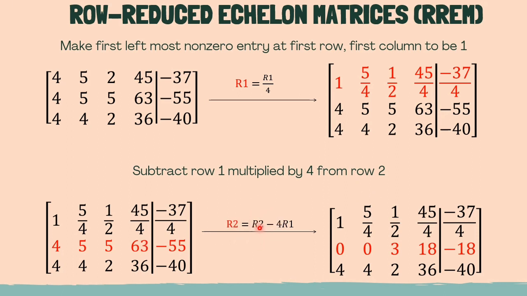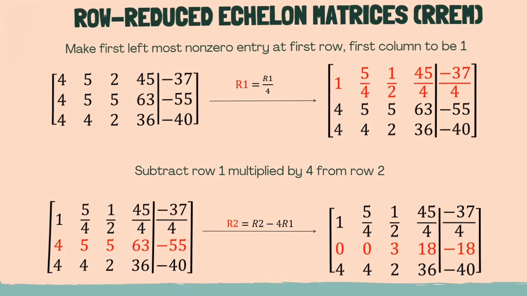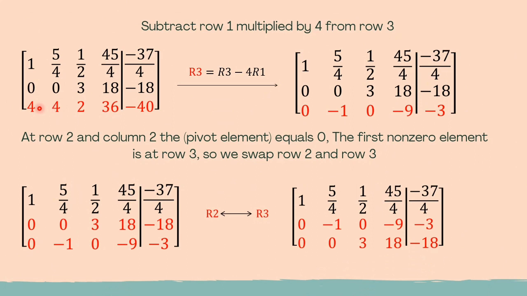So for this is the one that we need to change the row. So we need to put here and subtract 4 multiplied by R1. With row 3 we need to change. So row 3 we need to get this into 0 and this one as possible. So subtract row 1 multiplied by 4 from row 3. So we get this answer.